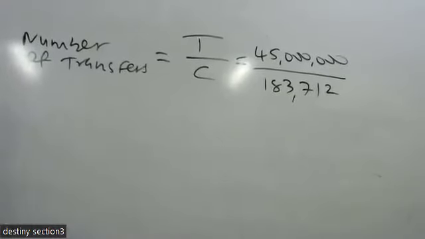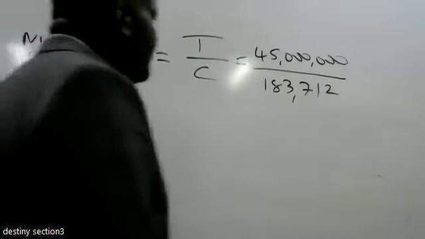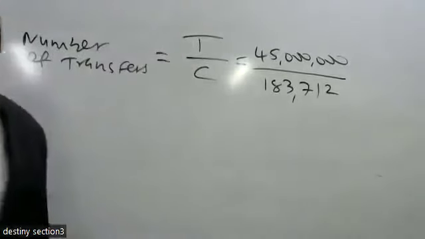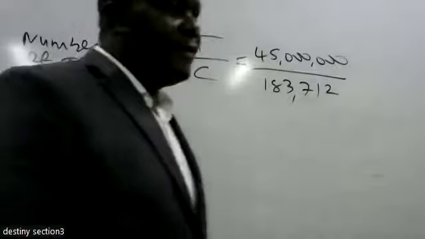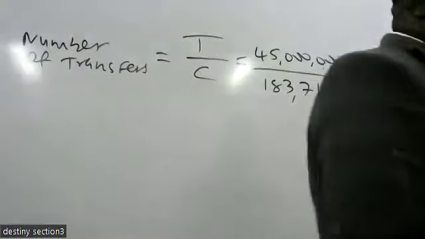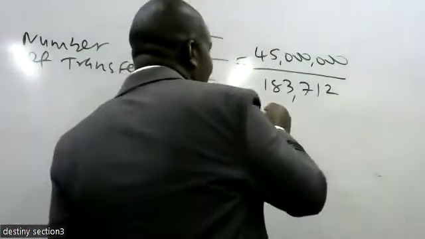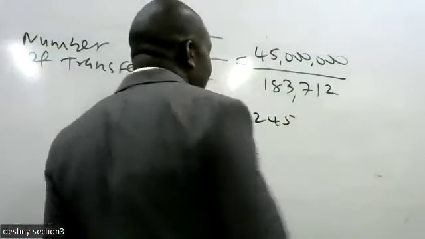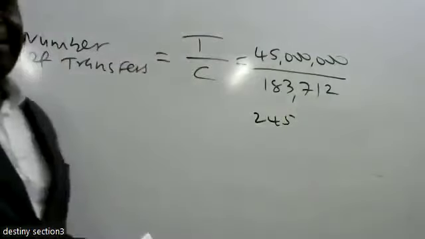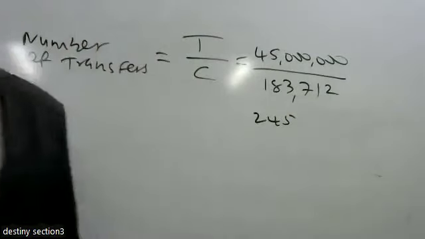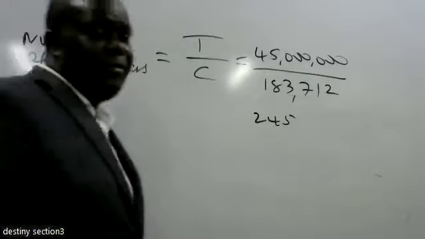So when you take T divided by C, how many transfers are they? There are 245. It was 244.2.9. So you round them off.